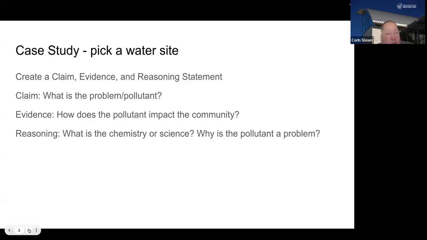But your goal for this overview of the case study is the claim. So, what's the problem or the pollutant or the issue? How does the pollutant or issue impact the community? And then the reasoning is what's the chemistry or the science that's associated with that, and why? Why is it a problem? And that's a 2-minute oral presentation that you'll record.